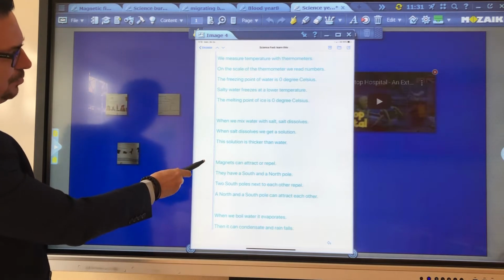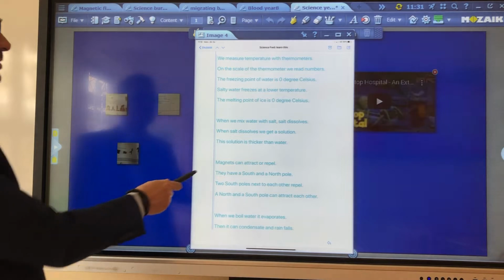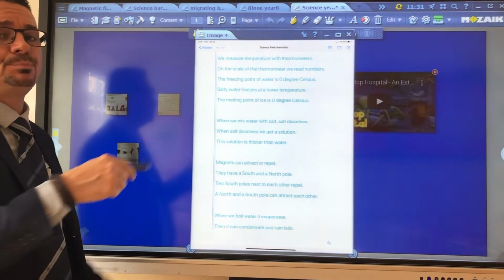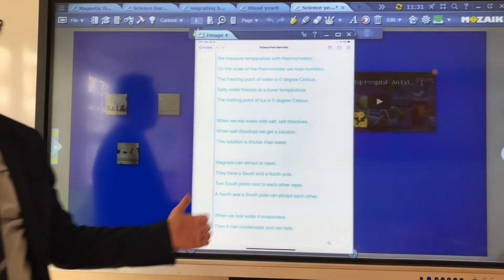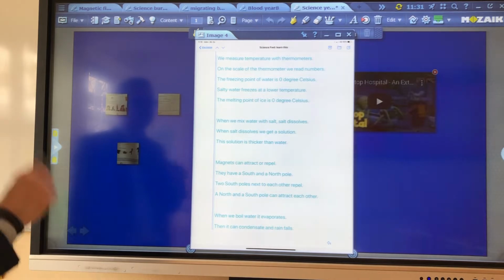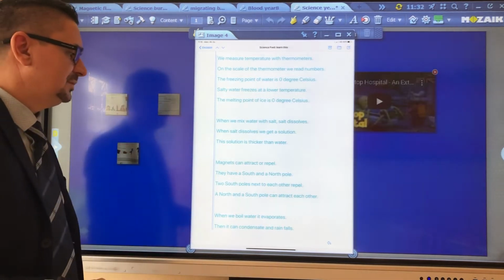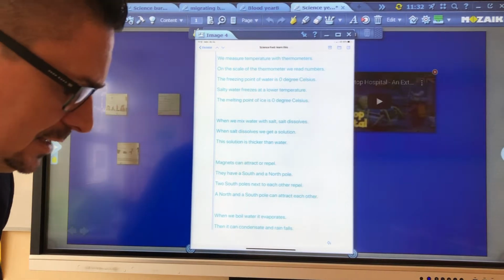Magnets can attract or repel. They have a south and a north pole. Two south poles next to each other repel. A north and a south pole can attract each other. When we boil water, it evaporates, then it can condense and rain falls. So these were some of the basics.